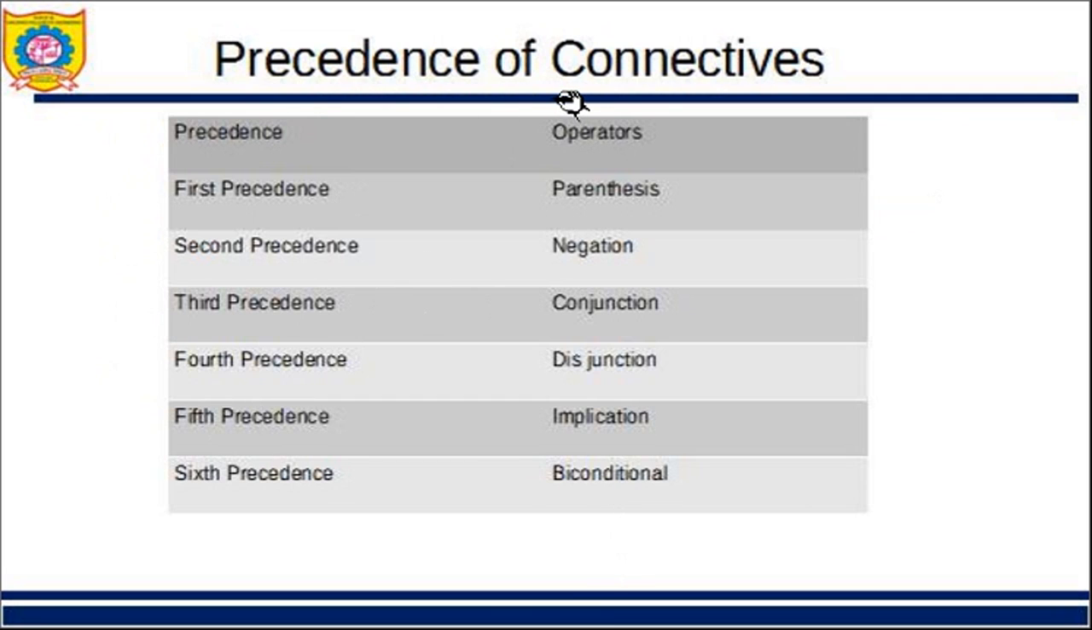Precedence of connectives. Now we have seen various connectors. So what is the order of precedence? First precedence is always given to parenthesis. Next we have negation, next conjunction, next disjunction, next implication, and finally biconditional. You should know this: parenthesis, negation, conjunction, disjunction, implication, and biconditional.